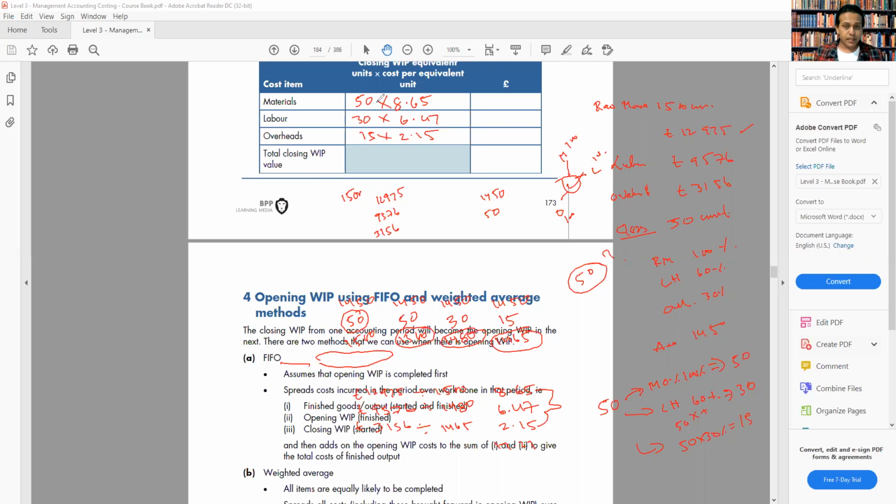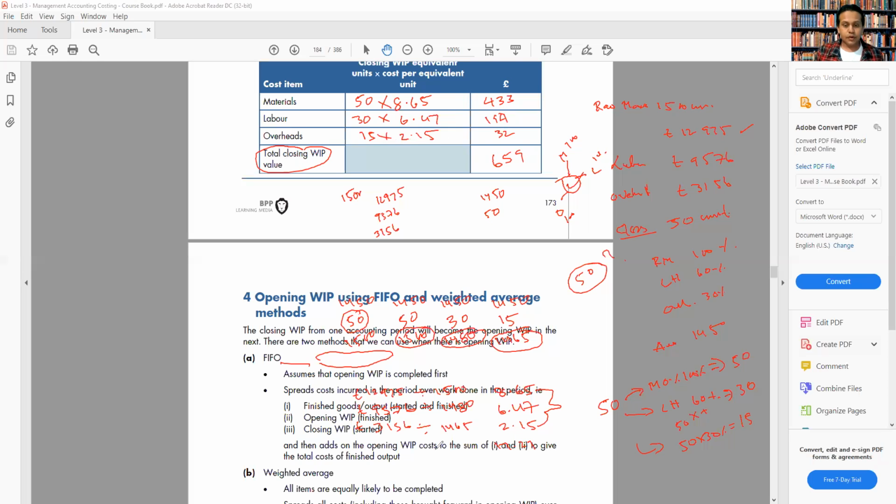So if we do 50 times 8.65, that will give me the material. 50 times 8.65 will give you 433. And we have 30 times 6.47, that will give you 194. And the last one we have 15 times 2.15, that will give you 32. And this is the value of the total closing inventory, and that is 659. We can make it round, so it will be 659.